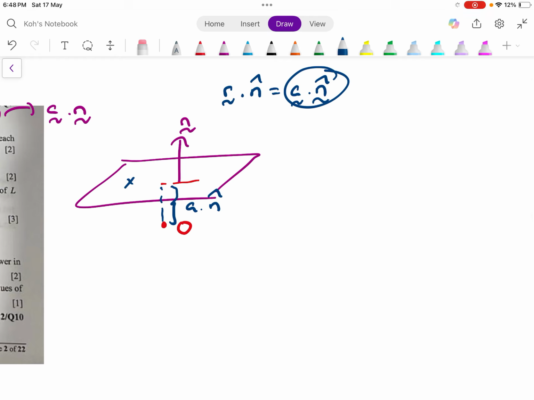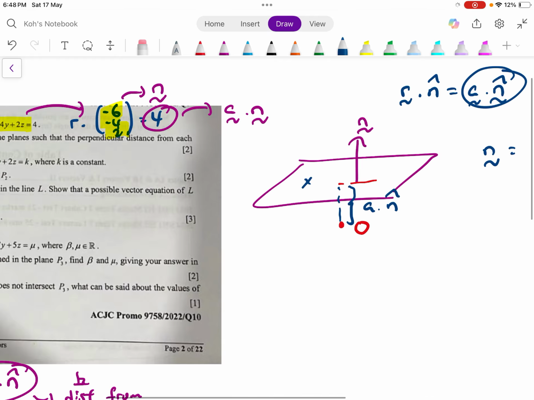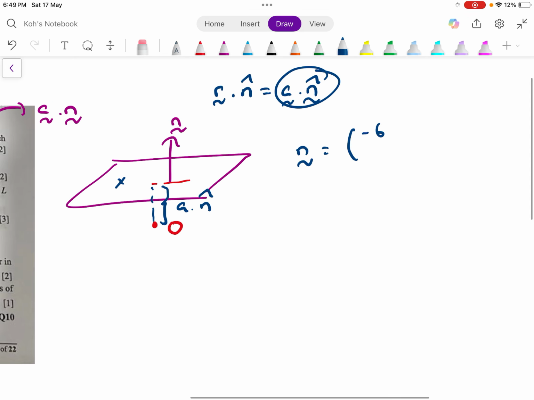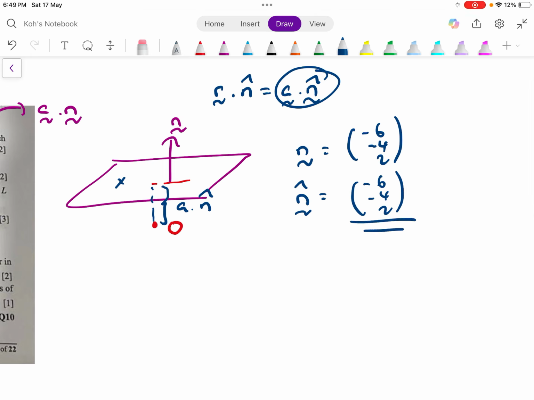So first, we must find our n. So n is (negative 6, negative 4, 2). Okay, then after that, I find what is the n hat. So n hat is the unit vector. So (negative 6, negative 4, 2) divided by the magnitude of it. So it's 36, 16, and 4, so it's 56. So this is the unit vector.